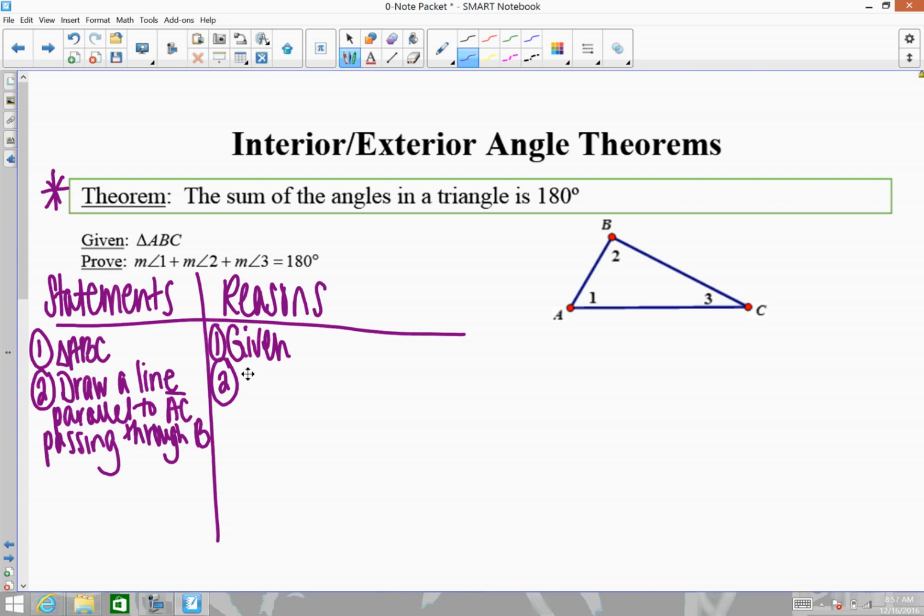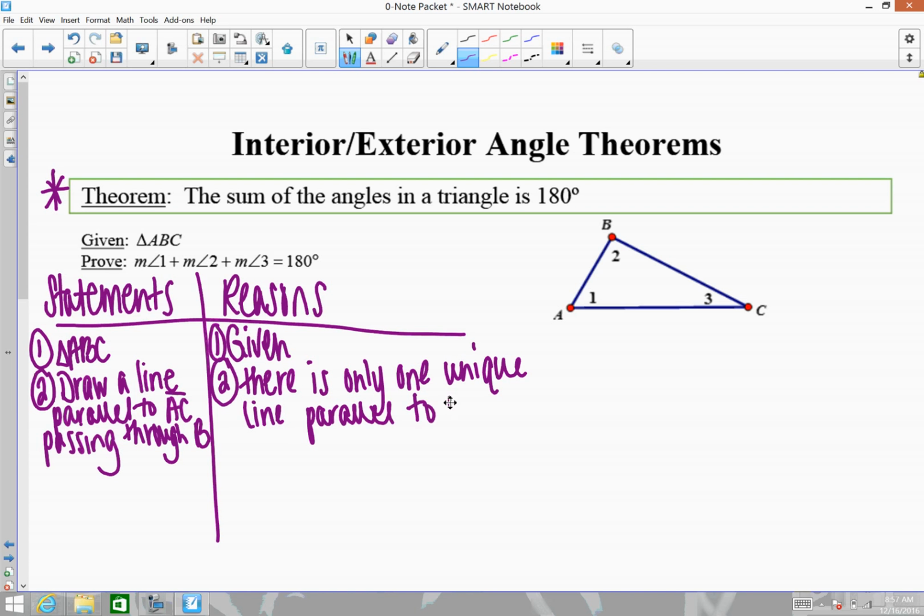So the reason is: there is only one unique line parallel to AC passing through point B. This is that step that we've seen with other theorem proofs that's the unique step where you have to actually create something. That really only happens whenever you're trying to prove theorems.